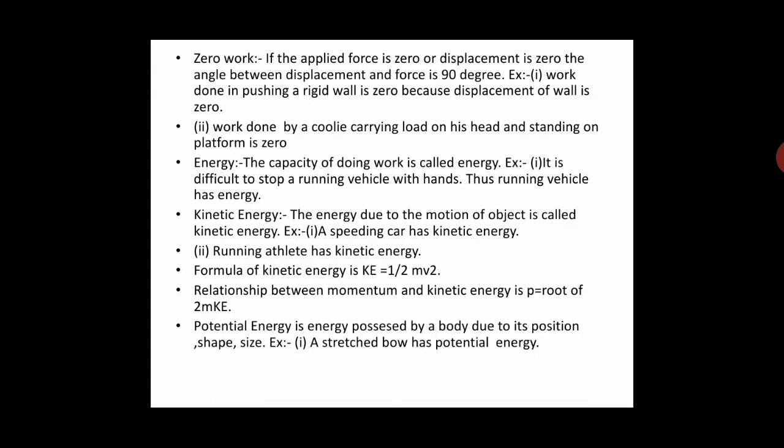Next we have zero work. If the angle between the force and the displacement is 90 degrees or the displacement is zero, we say zero work is being done. Example, the work done in pushing a rigid wall is zero because the displacement of the wall is zero. If a person is trying to push a standing wall, the work done will be zero because the wall is not displacing anywhere, it is standing still. So zero displacement gives zero work done.